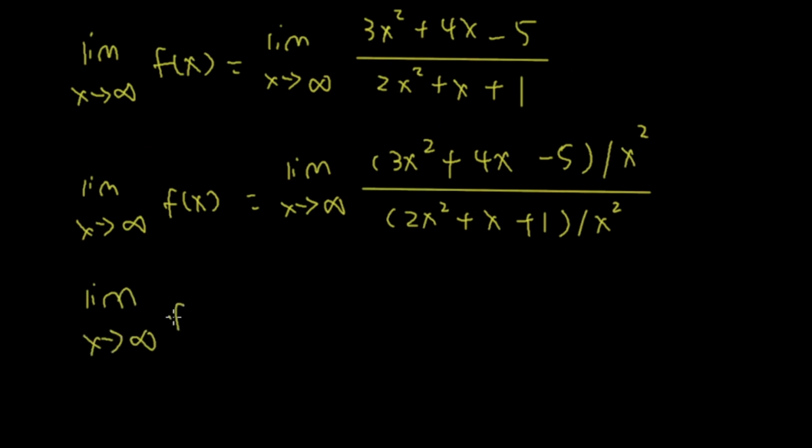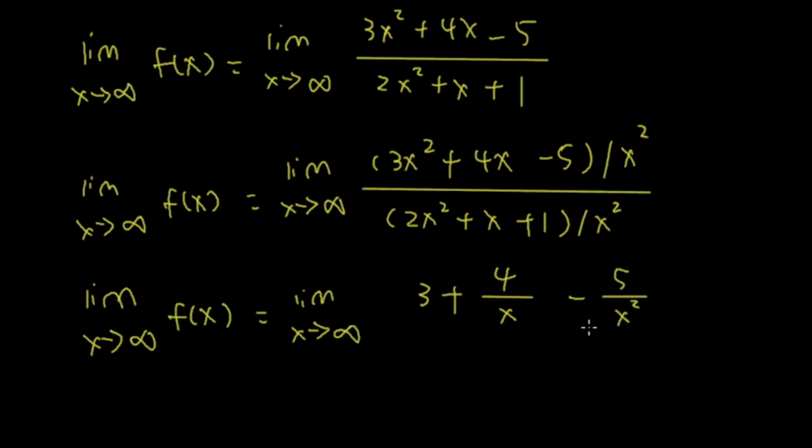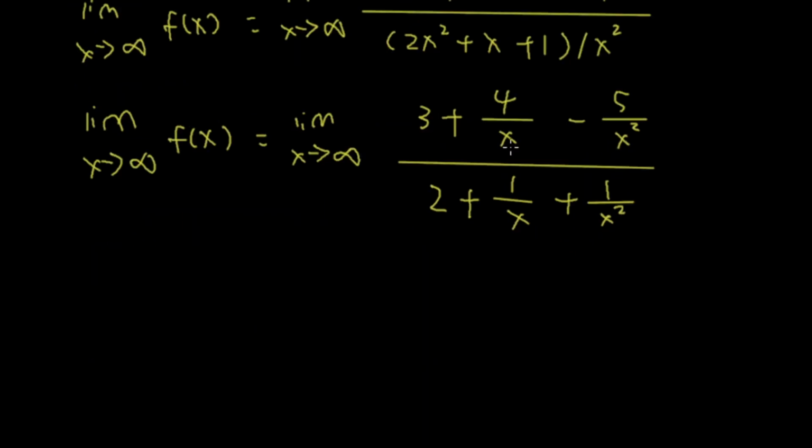The left side is still the same. Now limit as x approaches infinity. Now 3x squared over x squared is 3, plus 4x over x squared is 4 over x, minus 5 over x squared. All divided by, now 2x squared over x squared is 2, plus x over x squared is 1 over x, plus 1 over x squared. Now you can plug infinity into x here. Let's directly evaluate this.